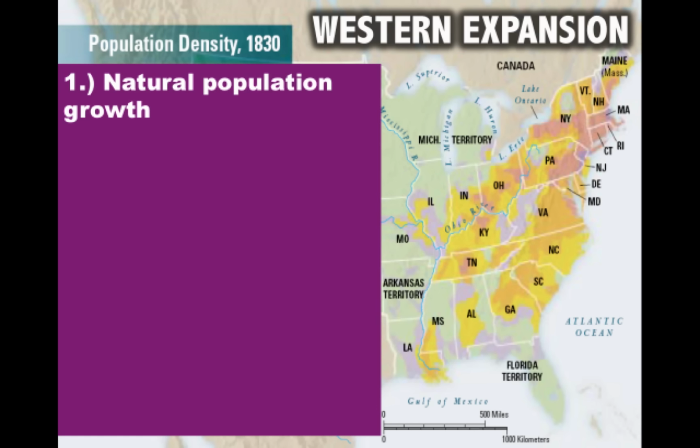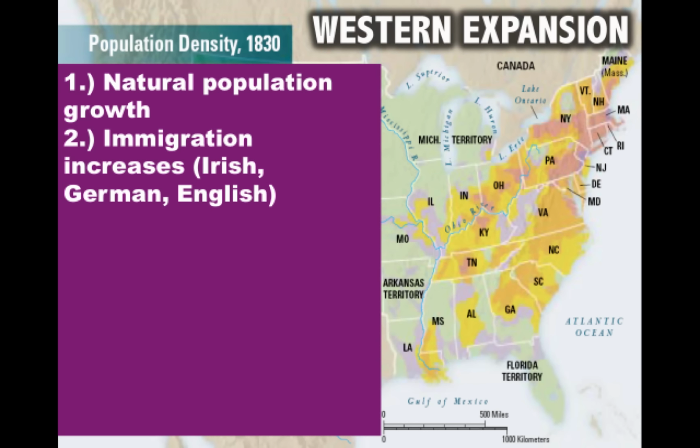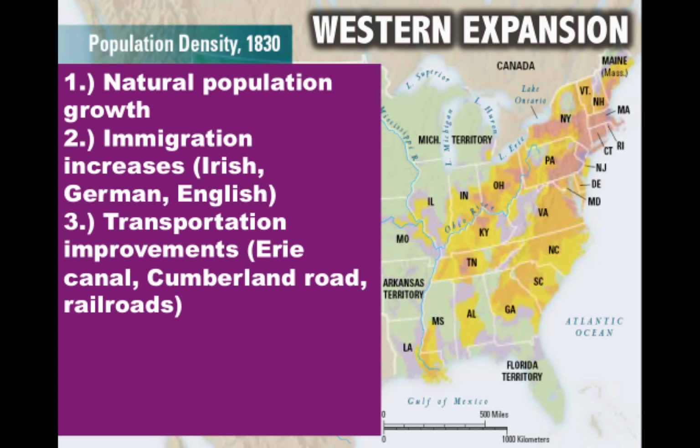One, the population's growing through natural population growth. The birth rate is allowing the population of the United States to increase. You also have this huge amount of immigration coming, especially around 1830 and especially 1840. The number of immigrants increases, and the people who are coming are different. The number one group is the Irish, number two is the Germans, and then number three are English immigrants as well as others.